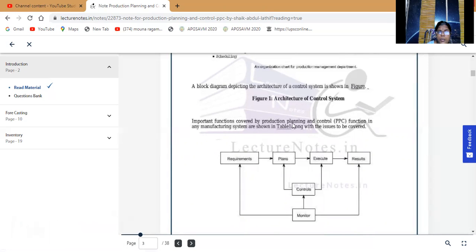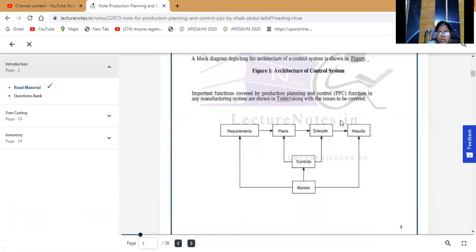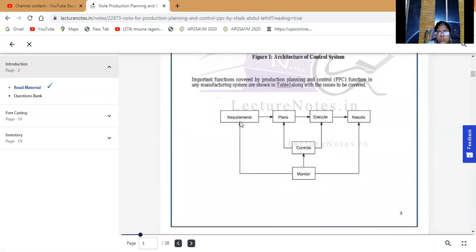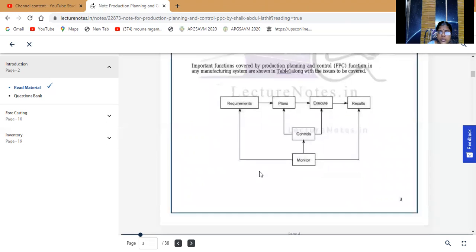Important functions covered by production planning and control in any manufacturing system are listed in Table 1 along with the issues to be covered. Here, first of all, what is our requirement, what is our plan, and how to execute it and find the result. If the result shown in the monitor is wrong, we should control it, and if there is any requirement, we should go for it. So this is the architecture of the control system chart.